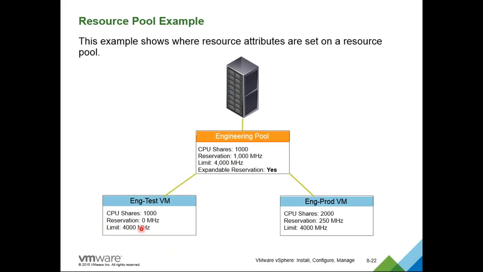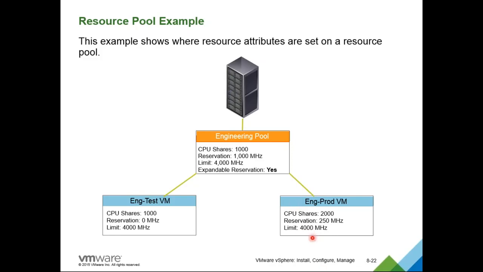At the same time, I haven't configured any reservation. However, it can use a maximum of 1000 megahertz from this engineering pool, and the limit I have configured is 4000 megahertz from this pool. Is that clear?